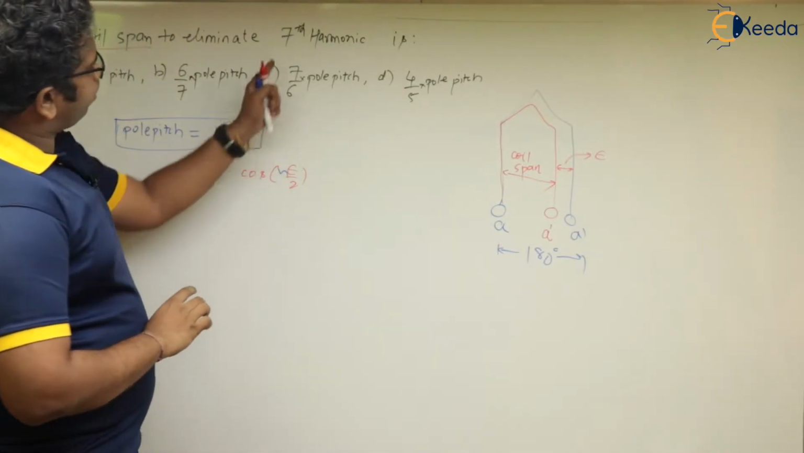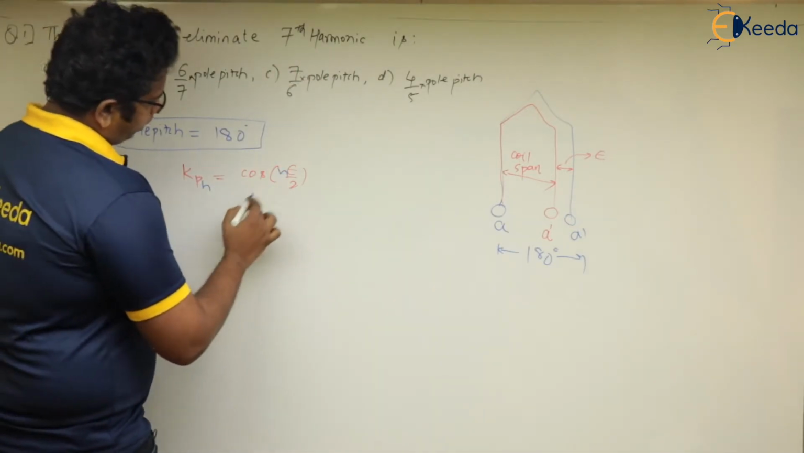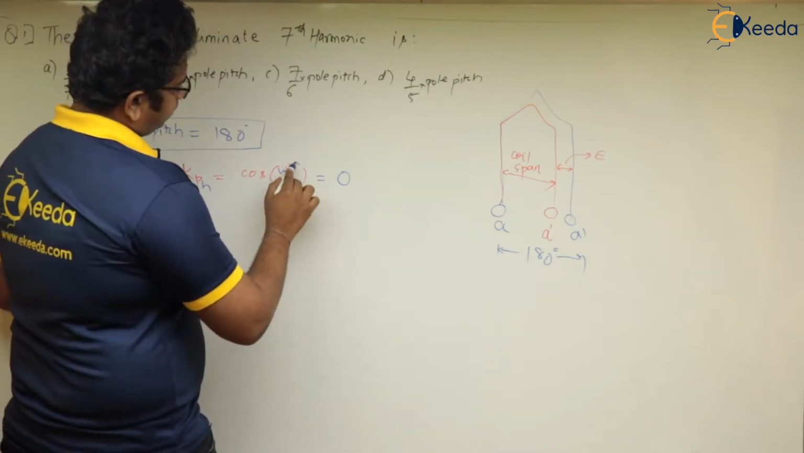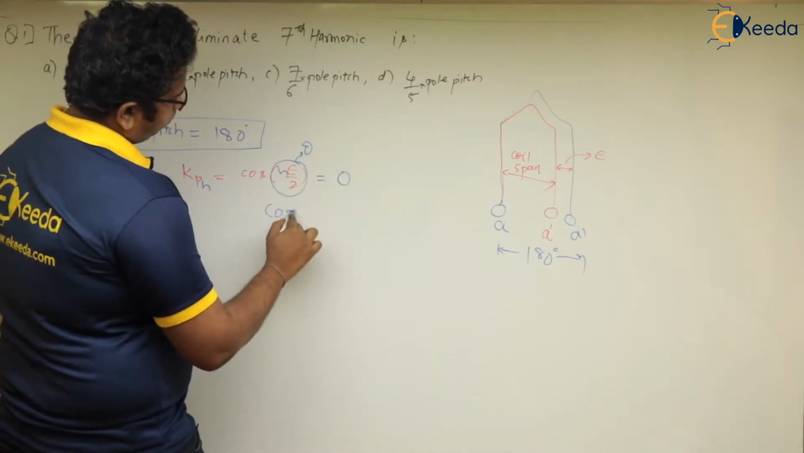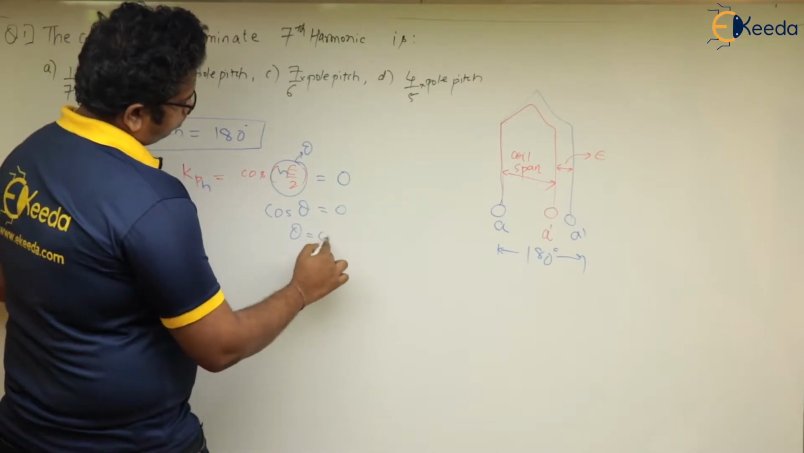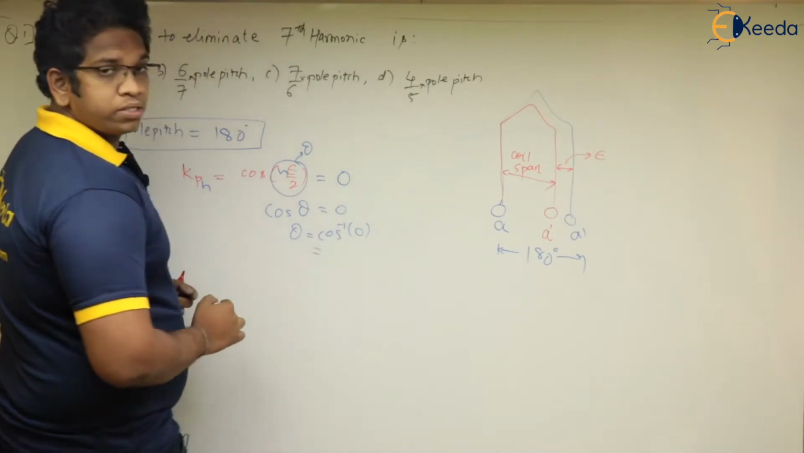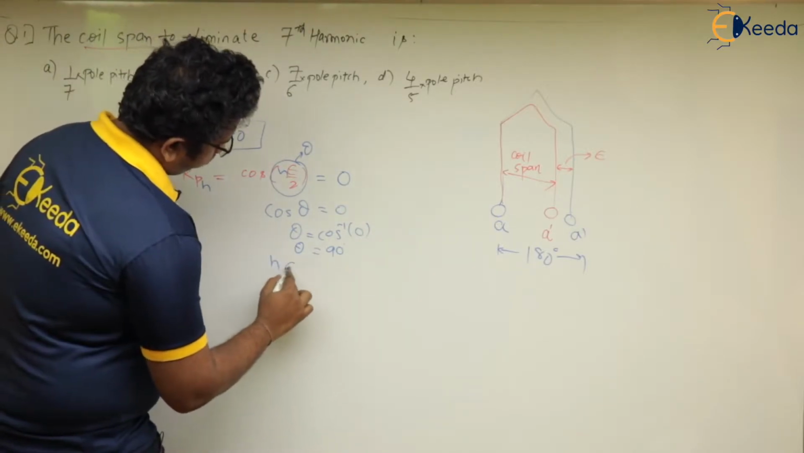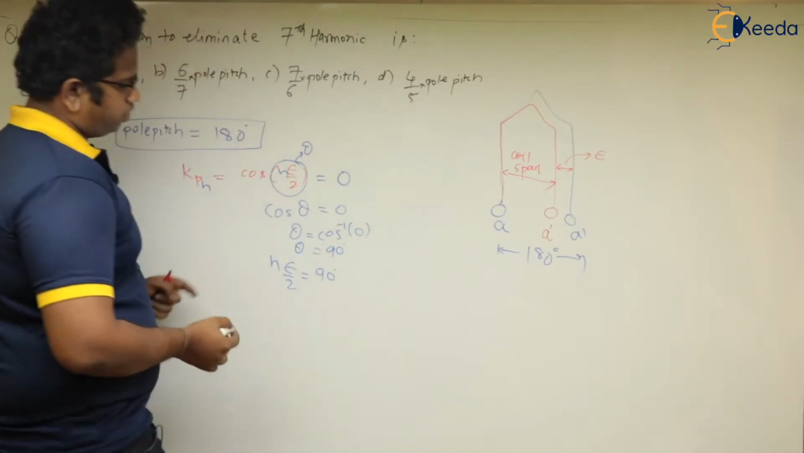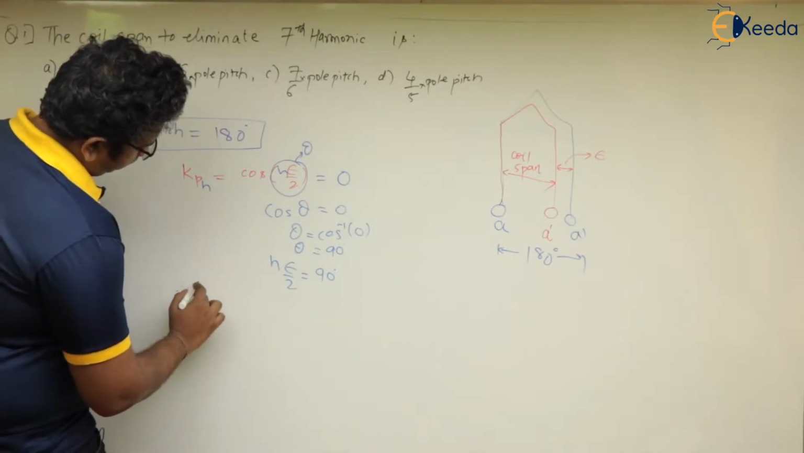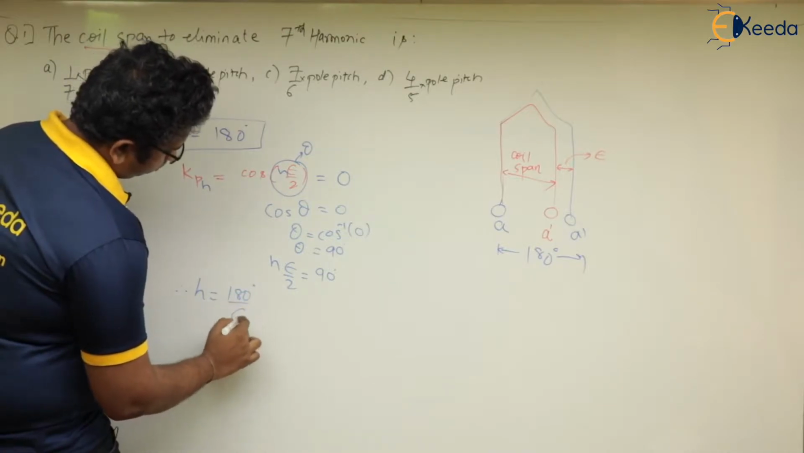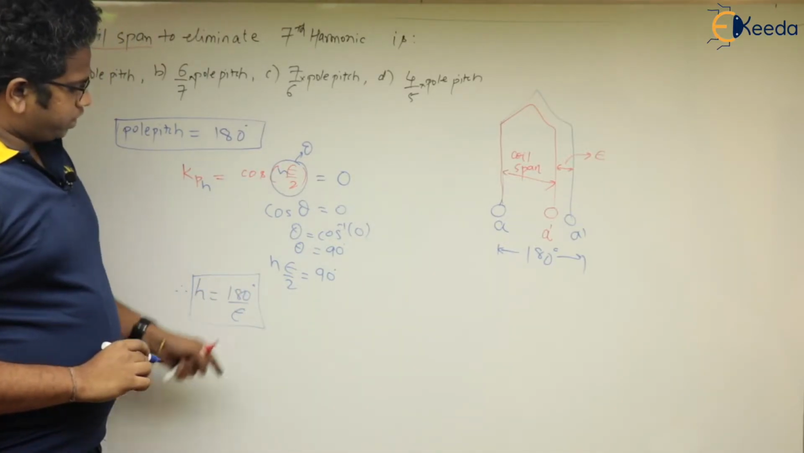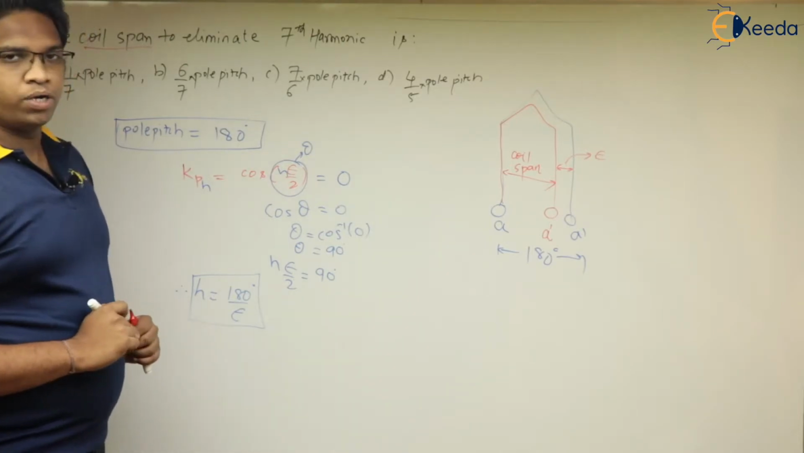If I want to eliminate this H harmonic, I need to make this equal to 0. Let me consider this angle as theta, so cos theta equals 0. So theta is cos inverse of 0, which is 90 degrees. And theta is H epsilon by 2, which equals 90 degrees. From here you get H equal to 180 degrees by epsilon. This is a very, very important result: the H harmonic which has to be eliminated is 180 degrees by epsilon.